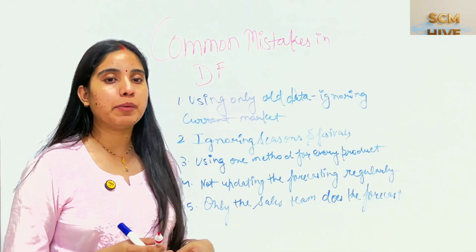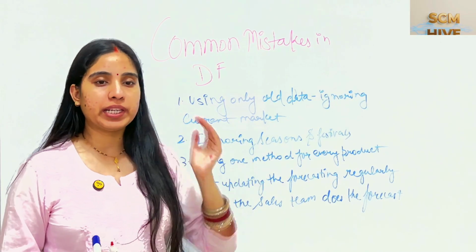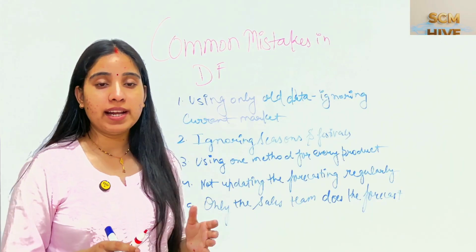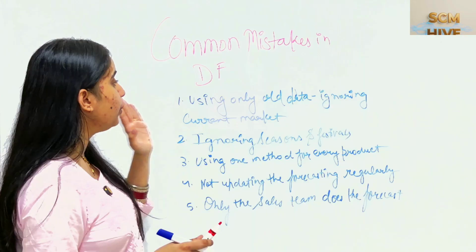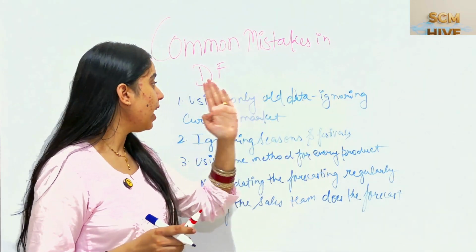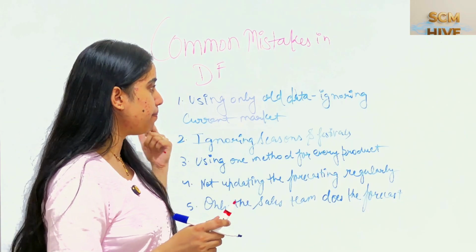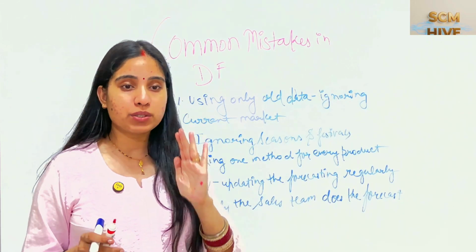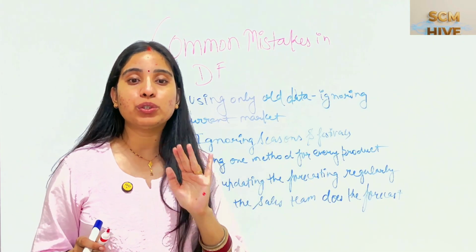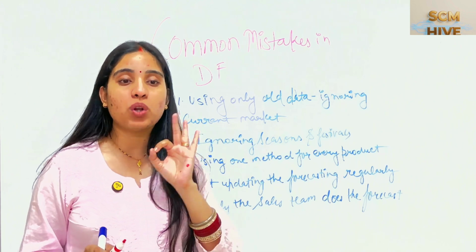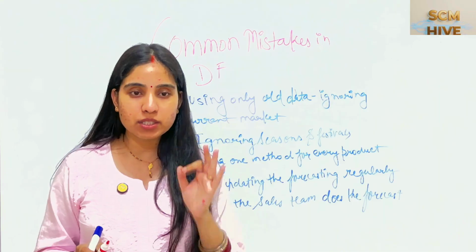Now if I talk about some common mistakes in demand forecasting, let's quickly look at what goes wrong and why these mistakes are so costly. The first is using only old data and ignoring the current market, how it is impacting and hurting. The world changes, old patterns don't always repeat, and it will not help to do the planning as per the current market situation.